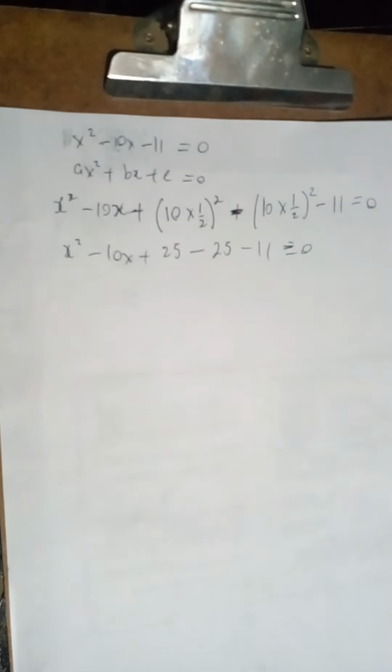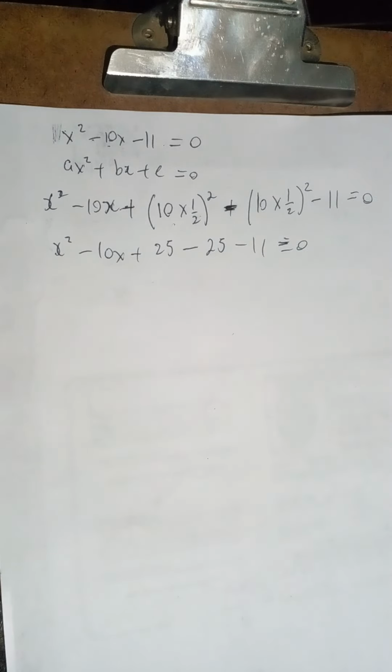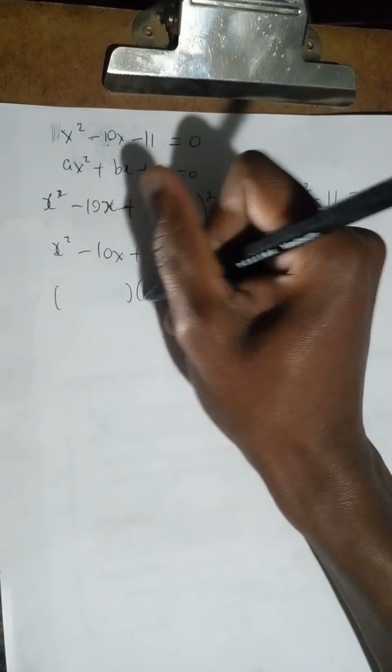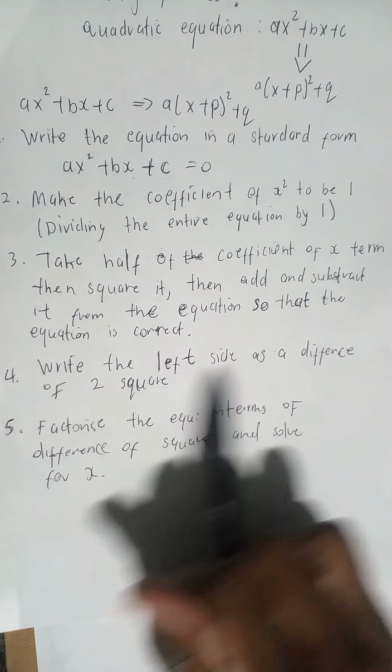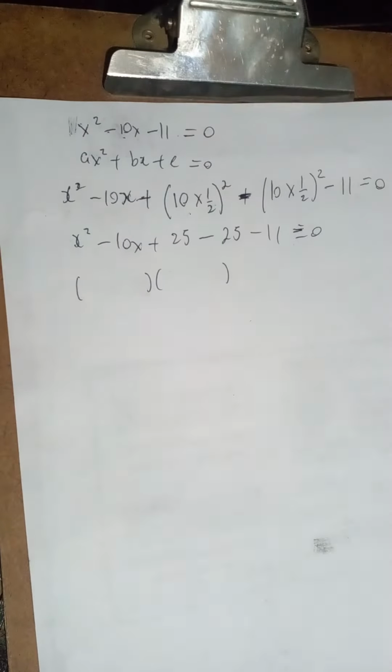Hence why we were saying that you add and then you subtract the expression that you multiplied by half and squared. Once it's 25 minus 25, automatically you go back to your original equation, and therefore you did not change the correctness of your expression. And then from here we apply the steps that say write down the left side as a difference of 2 squares. The left side is this side, so you write it as a difference of 2 squares.